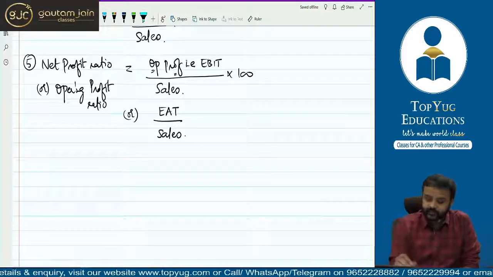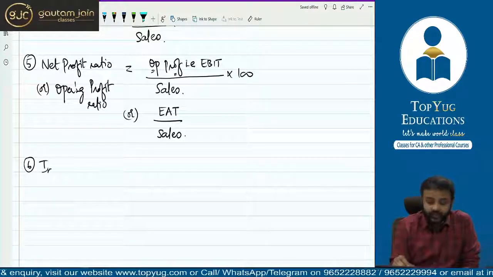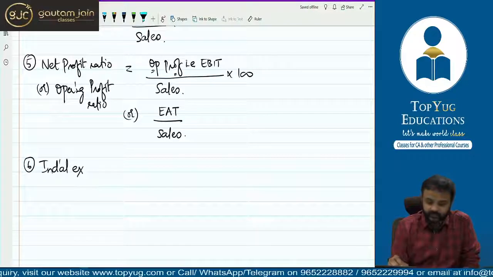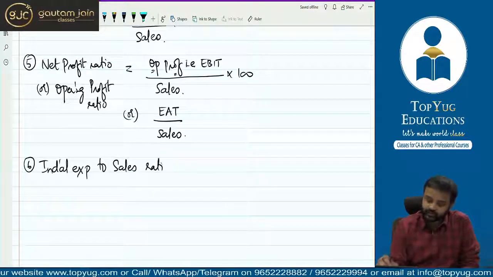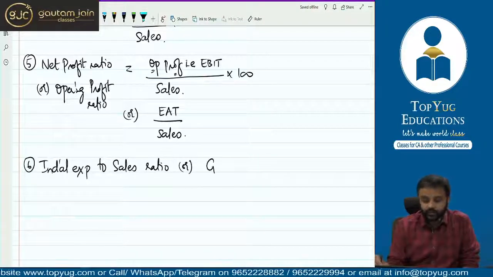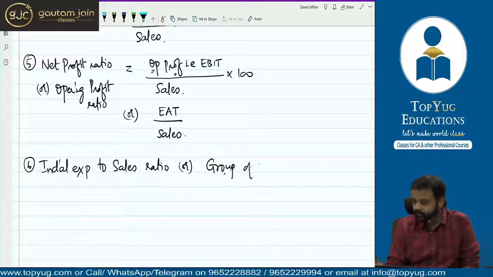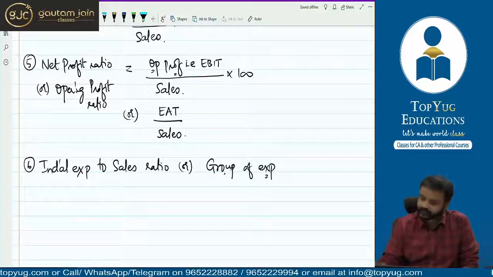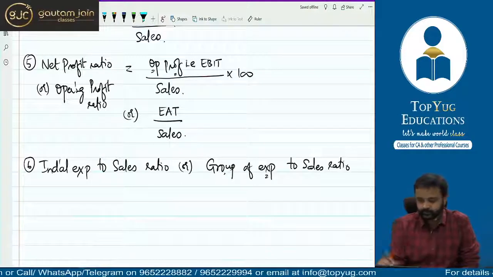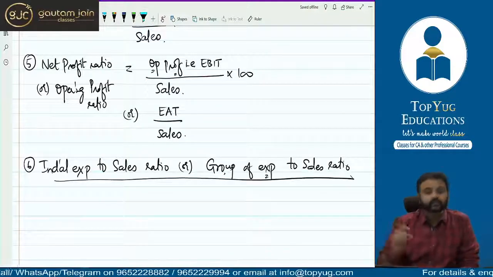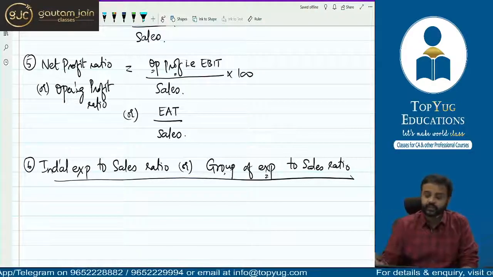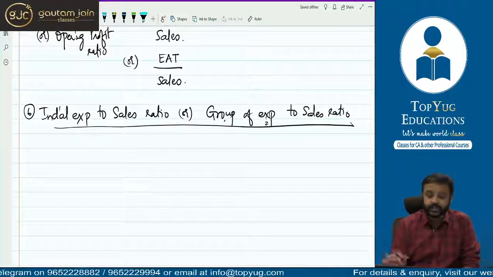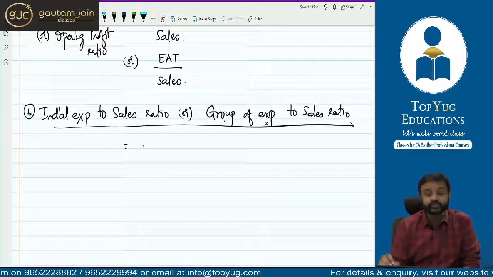So next one is the sixth one, which is individual expense to sales ratio, or group of expense to sales ratio. This is something complementary to the profitability ratio, if you understand. Individual expense to sales ratio.